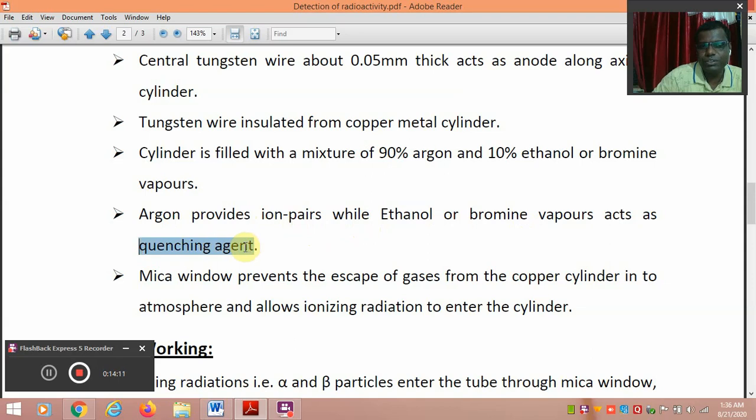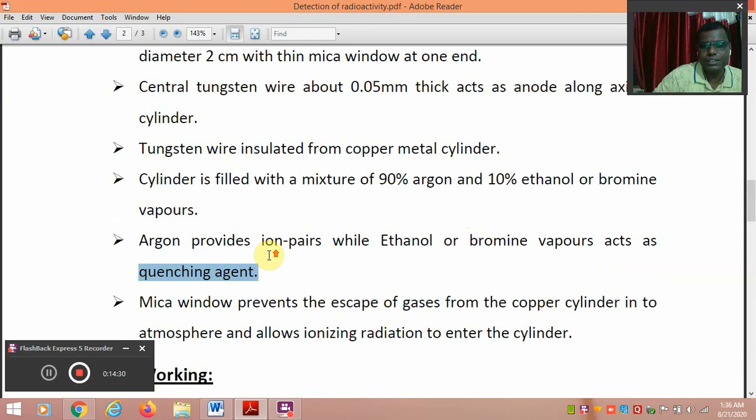So what is the quenching agent? We will discuss that in the working after the discussion of this construction. But remember that argon is responsible for providing the ion pairs, while ethanol or bromine vapor acts as the quenching agent. This is very important to understand. What is the function of argon gas and what is the function of ethanol or bromine vapor here? Argon produces the ion pair, while ethanol or bromine vapor acts as the quenching agent.